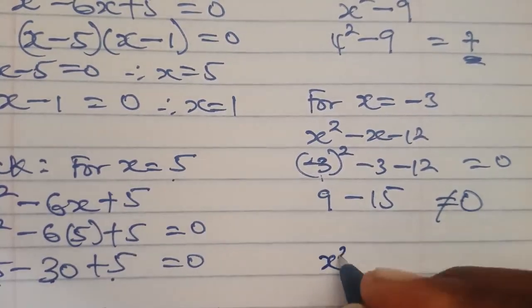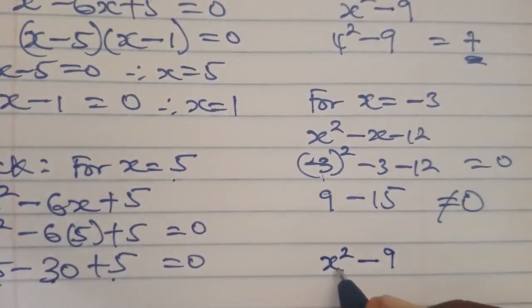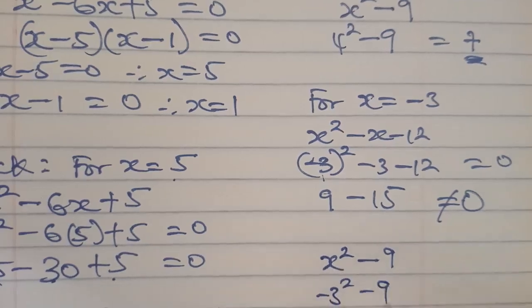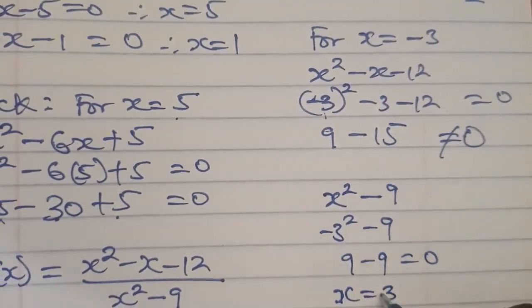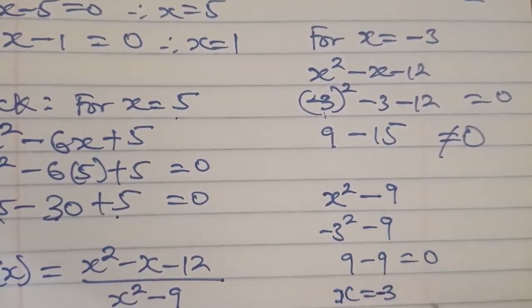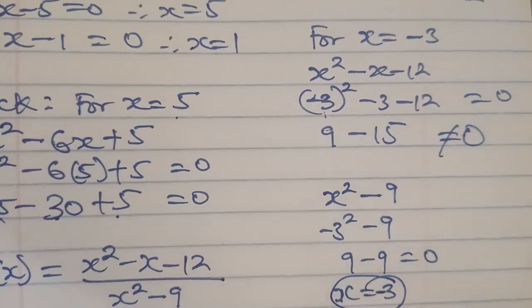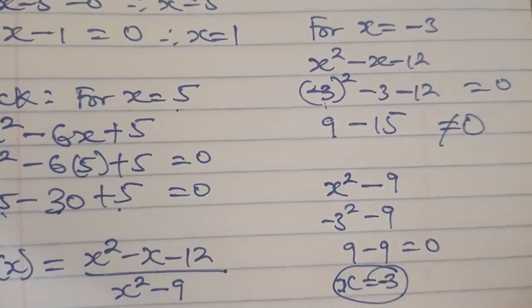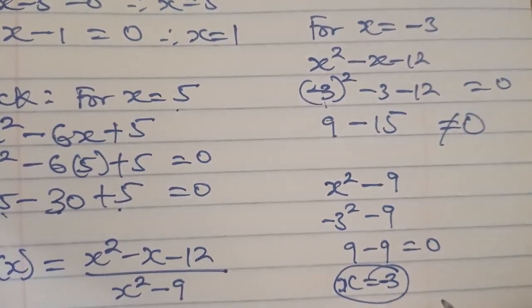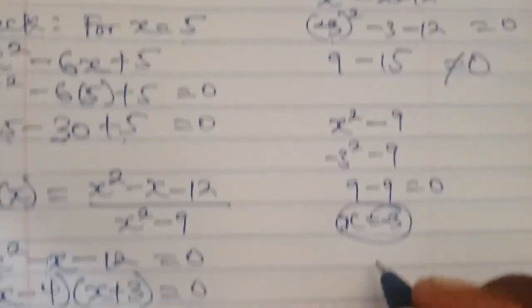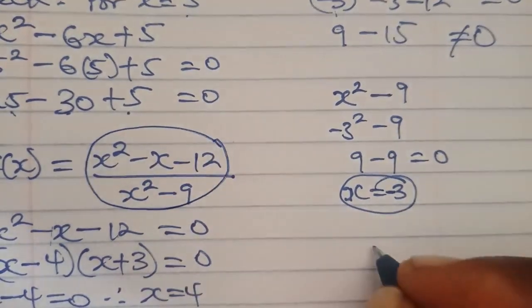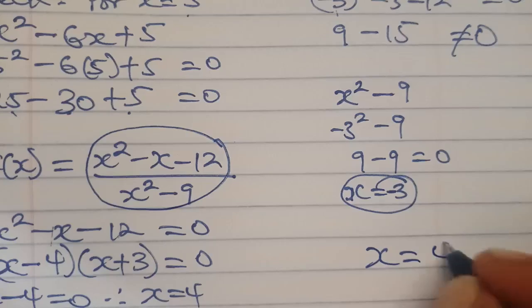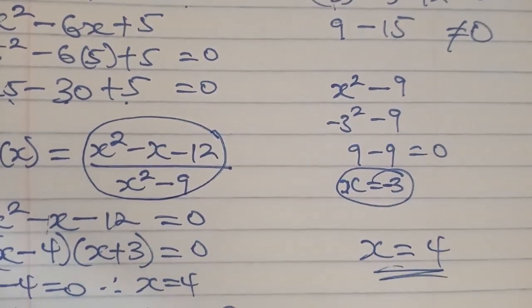The denominator is x squared minus 9. So we input minus 3. Minus 3 squared minus 9. You have 9 minus 9, which is 0. So for when x is minus 3, you have an undefined value. So this minus 3 is not actually a 0 of the function. Rather, we call it a point of discontinuity. That's a hole in the graph. So the only 0 for this particular function that we are dealing with is actually x equal to 4. This is the only 0 for it.